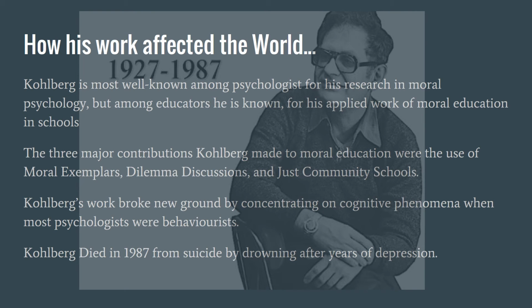How his work affected the world. Kohlberg is most well known among psychologists for his research in moral psychology, but among educators, he is known for his applied work of moral education in schools. The three major contributions Kohlberg made to moral education were the use of moral exemplars, dilemma discussions, and just community schools. Kohlberg's work broke new ground by concentrating on cognitive phenomena when most psychologists were behavioralists. Kohlberg died in 1987 from suicide by drowning after years of depression.